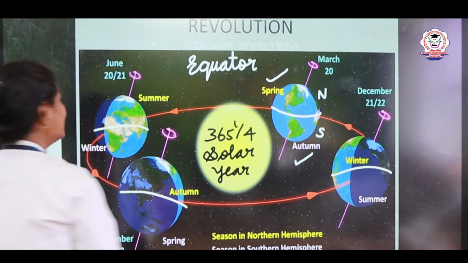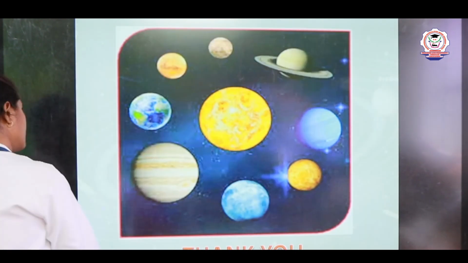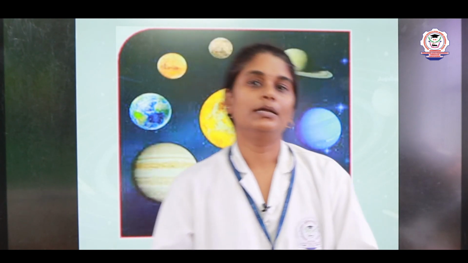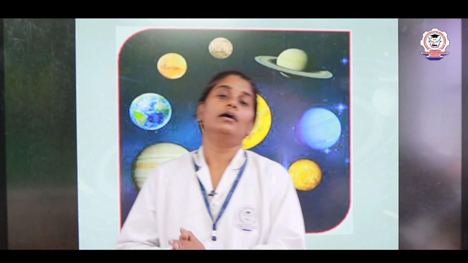Right? So this is about revolution. In this part you have learned about what natural satellites are, what a star is, what a constellation is, examples of constellations, and you also learned the layers of earth and the movements of earth. What is rotation, what is revolution, what is caused during rotation, what is caused during revolution, right?